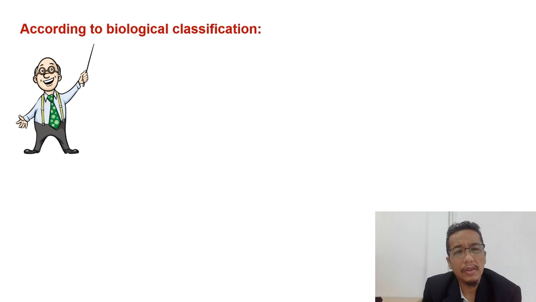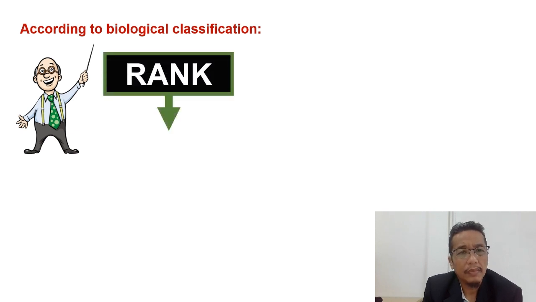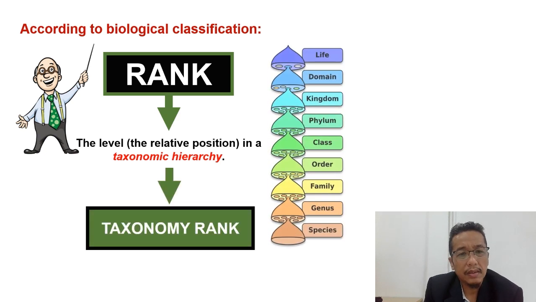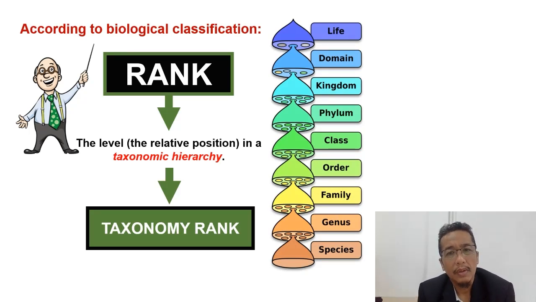According to this system of classification, all living things on Earth are based on rank. So what is rank? In terms of biological classification, the rank is the level or the relative position in a taxonomic hierarchy, and it is named the taxonomic rank. This figure shows the taxonomic ranks from the top to bottom. The top of the rank is life, and the bottom of the rank is species.